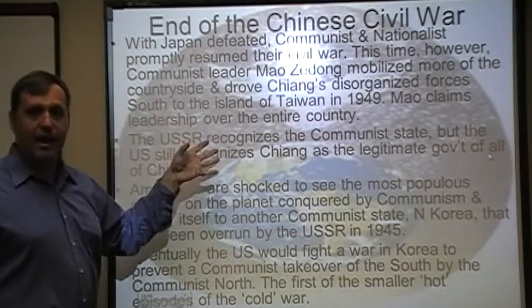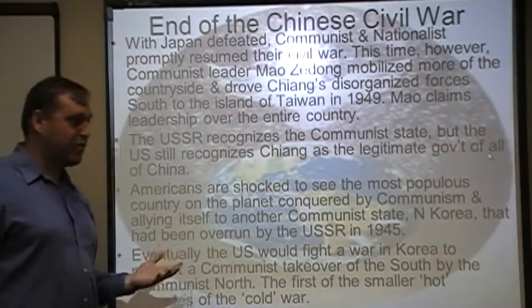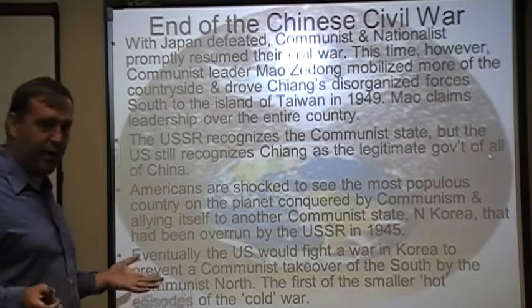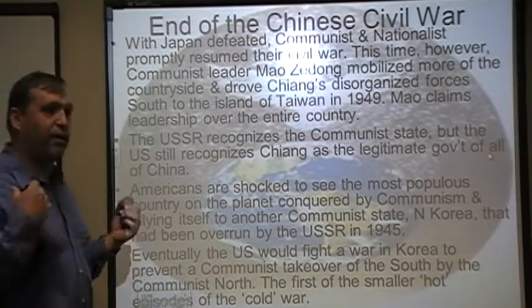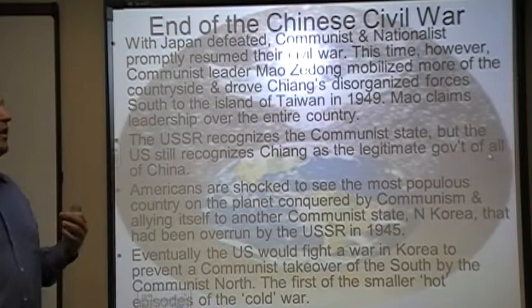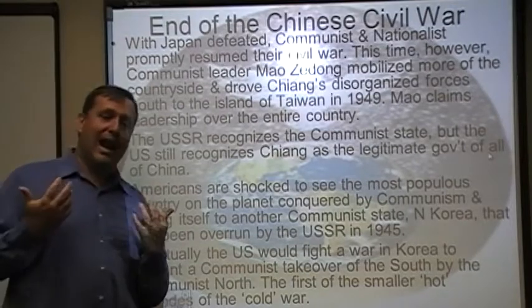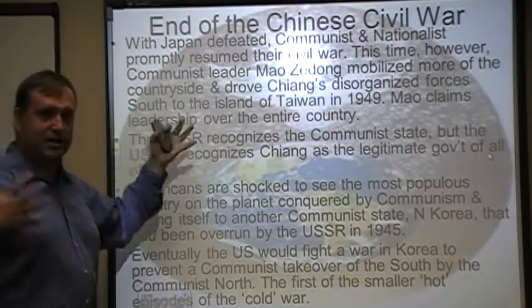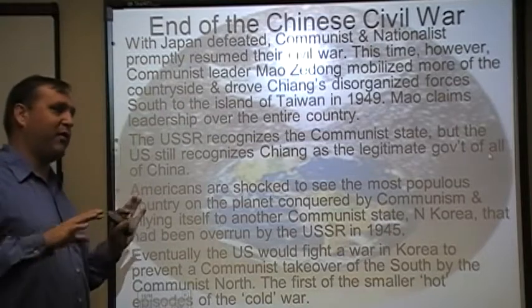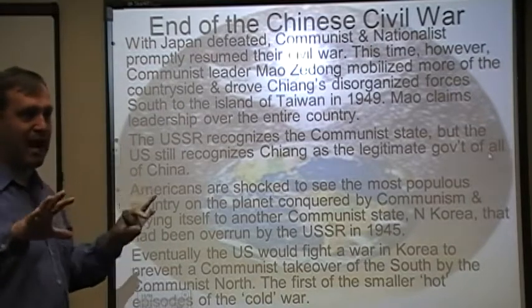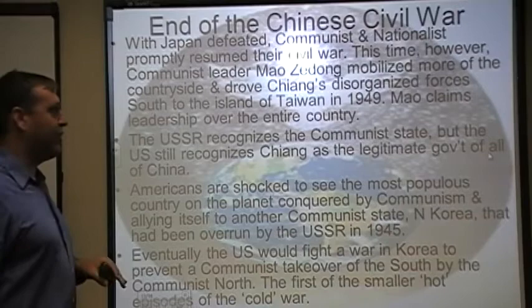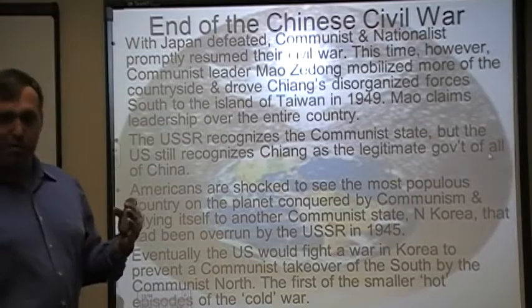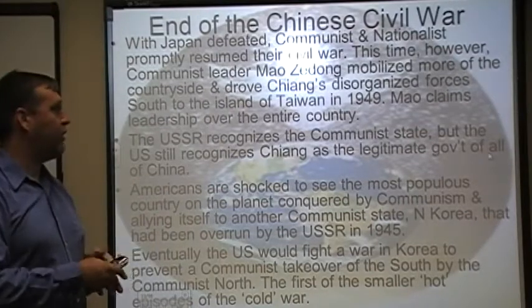Well, once Japan is defeated, when the United States drops a couple of atomic bombs and Japan surrenders, obviously part of the deal with the surrender was Japan is going to have to pull its forces out of China. Well, once that happens, the communists and the nationalists, who had agreed on a very tentative relationship of we'll both fight the Japanese and not each other, now that the Japanese have been removed, can go back to their civil war, okay?